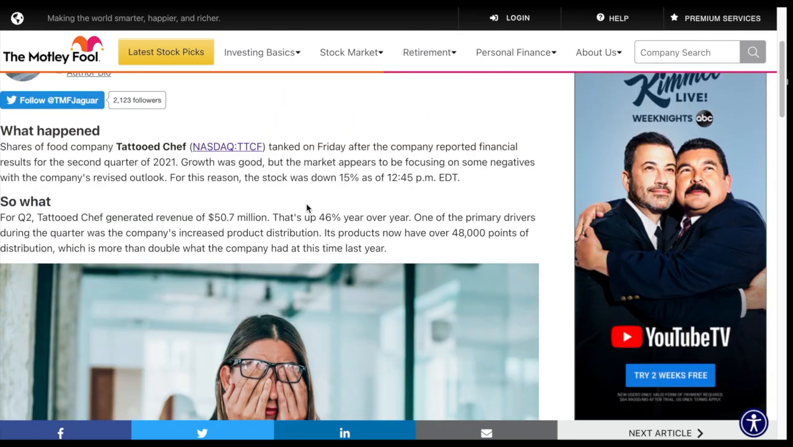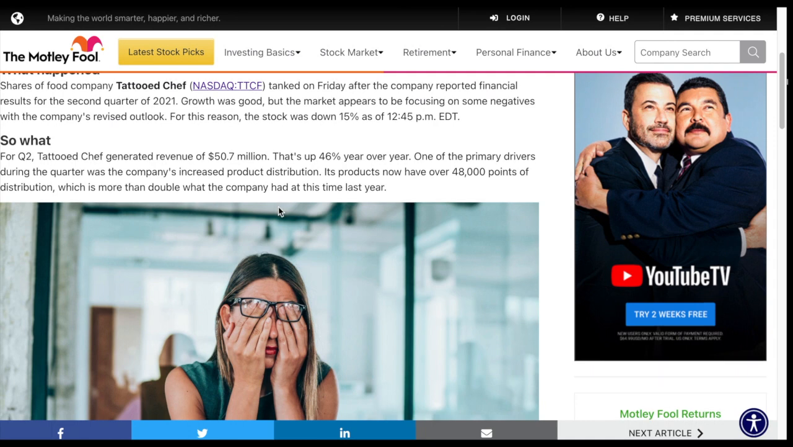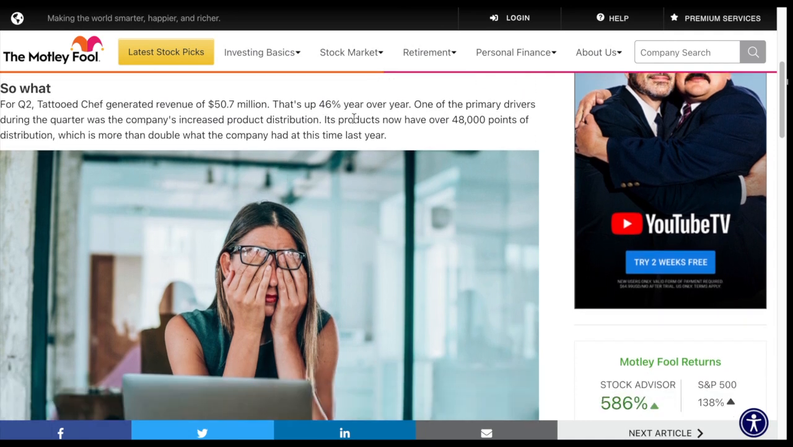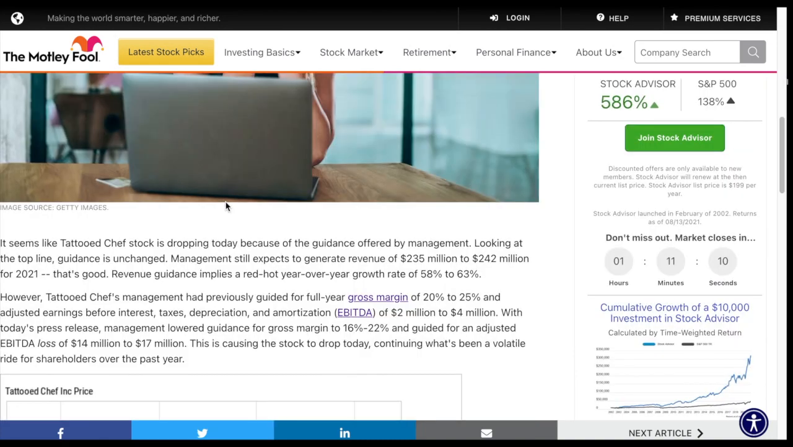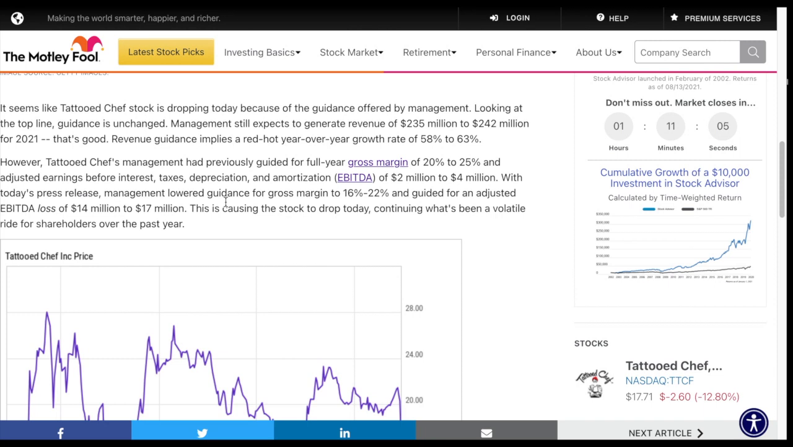And we all know earnings is coming out for every one of these companies, and their revenue went well. It was up 46% year over year. But what happened with Tattoo Chef, and if you already own this you already know, is that they made some projections that were lower.